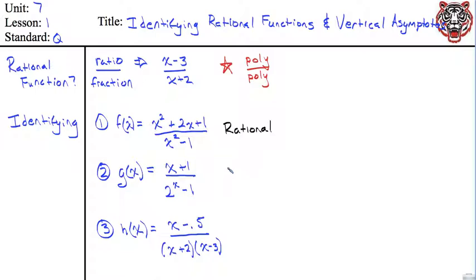This one actually is irrational. And the general reason is because there's a variable in the denominator and a variable in the numerator. And what about number 3? It is irrational also.